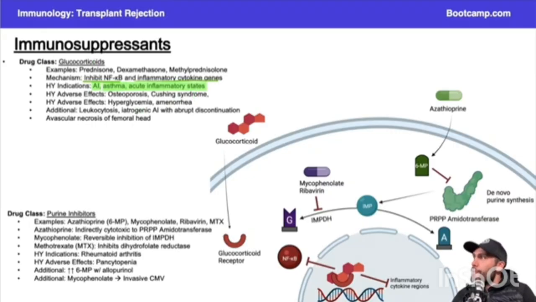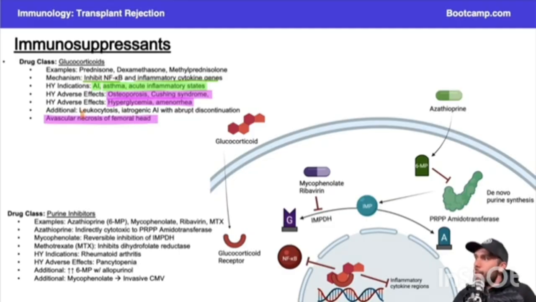In terms of the adverse effects, we can make a really, really long list here, okay? So osteoporosis, Cushing syndrome, hyperglycemia, amenorrhea, avascular necrosis of the femoral head, also very classic. And we'll go through this all in a lot greater detail in its respective video. I'm just including it here so that we can see this for completeness' sake.